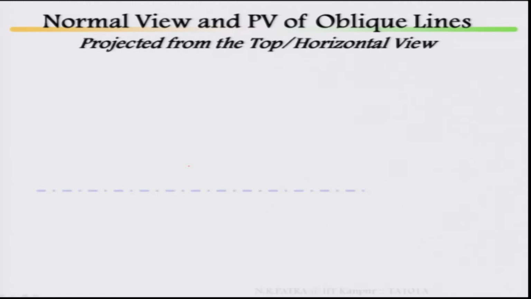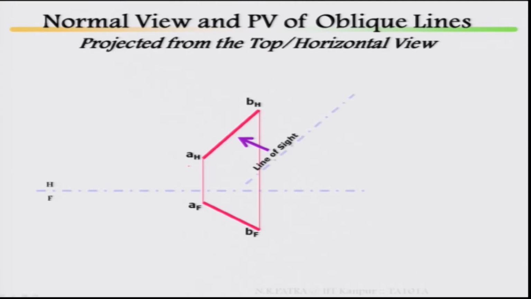Now, normal view and point view of oblique lines; let us look at one example. Here are the horizontal plane and frontal plane, this is your front view and this is your top view, with AF, BF, AH and BH, and this is your line of sight as I said. With respect to the line of sight, the auxiliary plane can be drawn at any distance; it can be drawn here, here or here. Then this is your horizontal plane, and with respect to it this is your auxiliary plane.